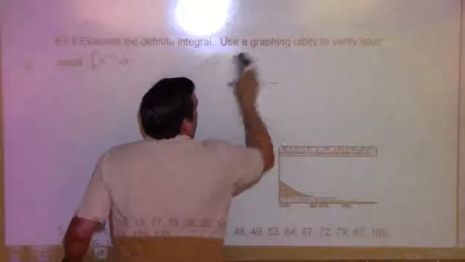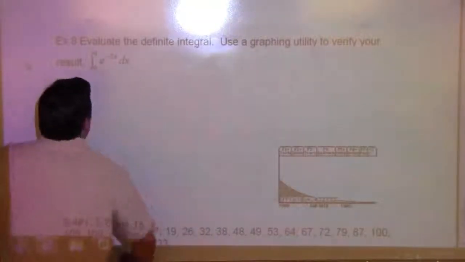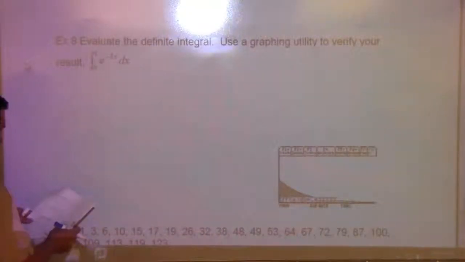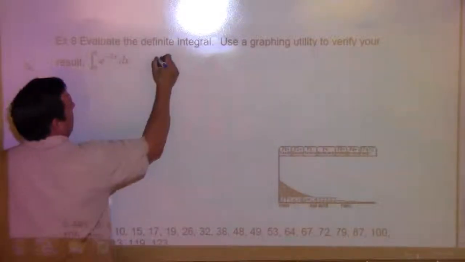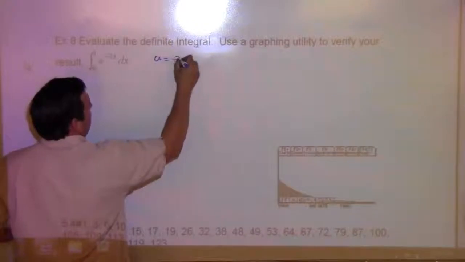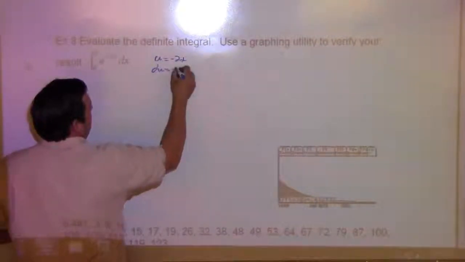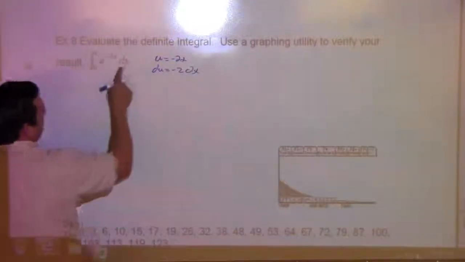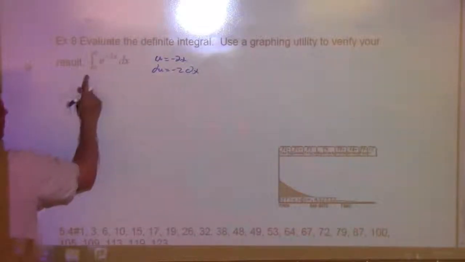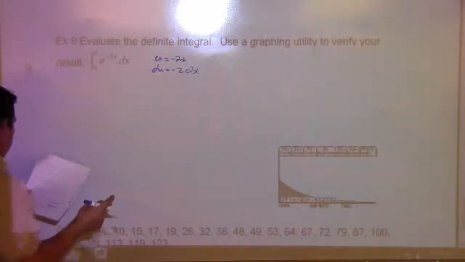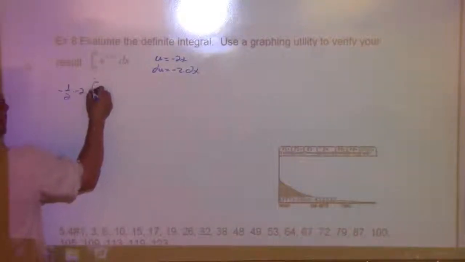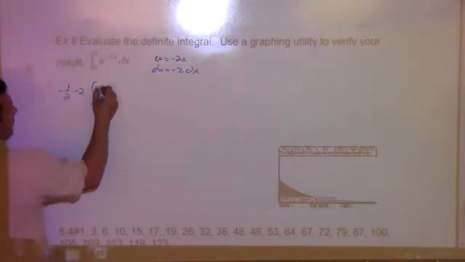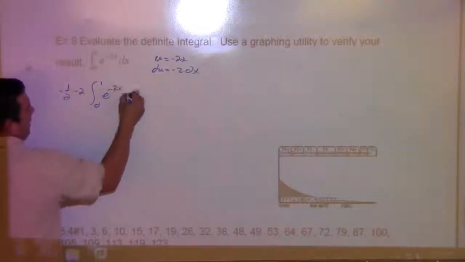Evaluate the definite integral. Use a graphing utility to verify your result. We have the integral from 0 to 1 of e to the negative 2x dx. If I say u is negative 2x, my du is negative 2 dx. I don't have that negative 2 dx. So here's one way. If we don't want to change our limits of integration, we could do it like this. Negative 1/2 times negative 2, so this is just 1, times the integral from 0 to 1 of e to the negative 2x dx.